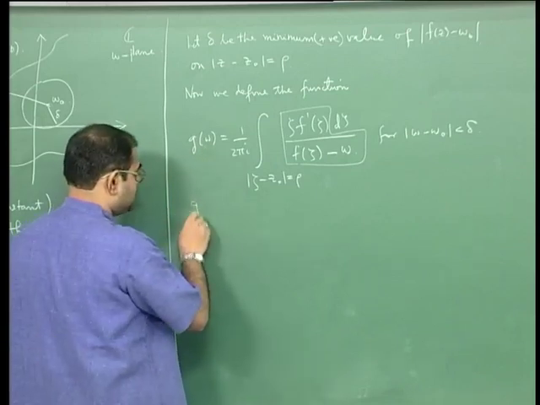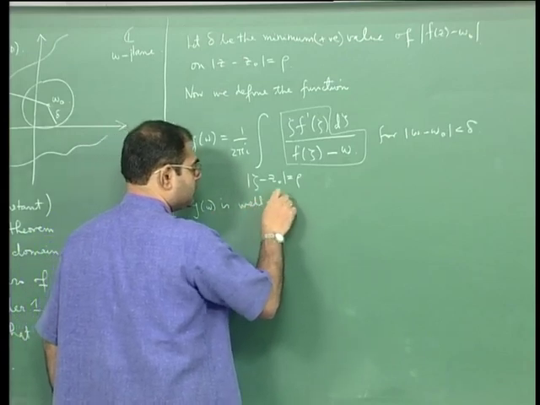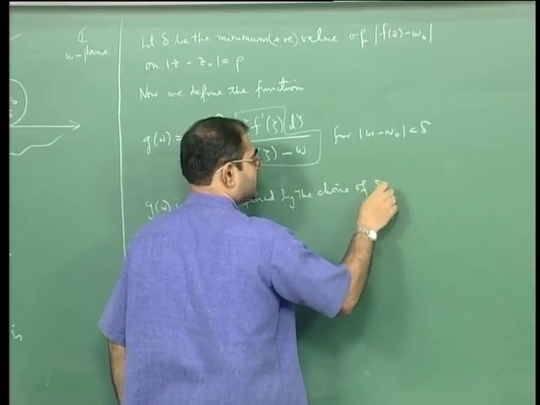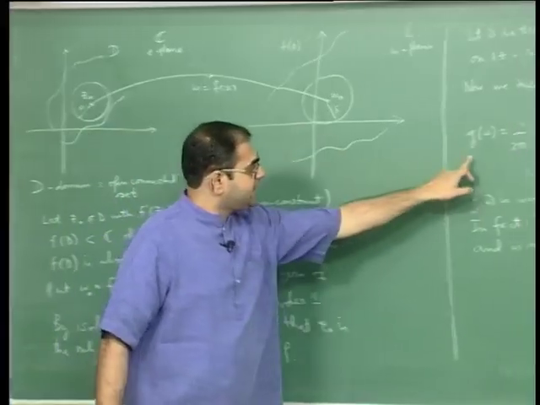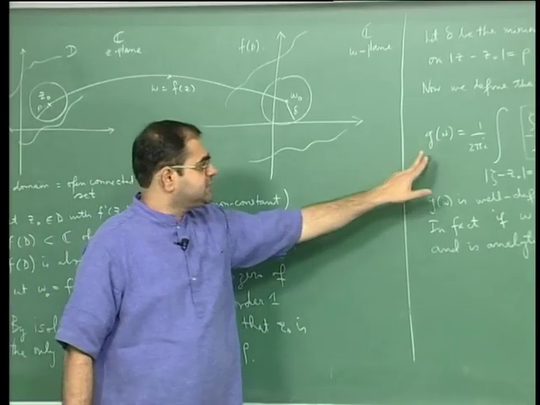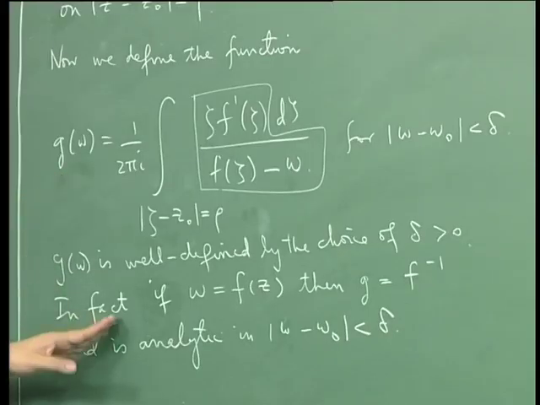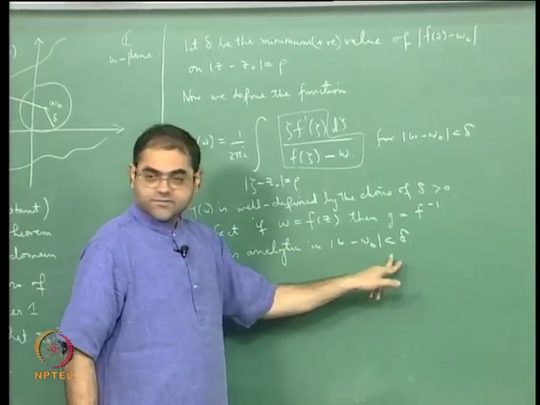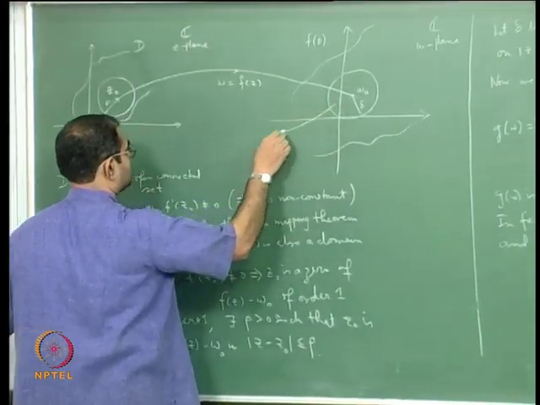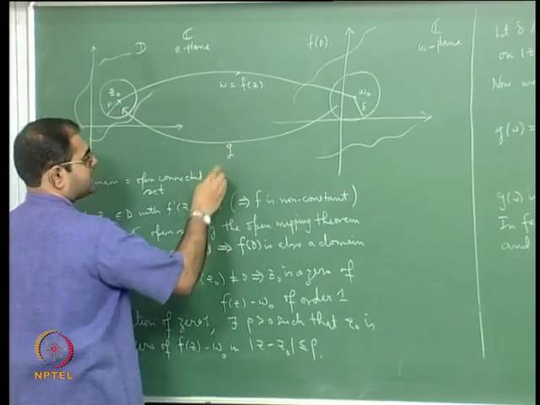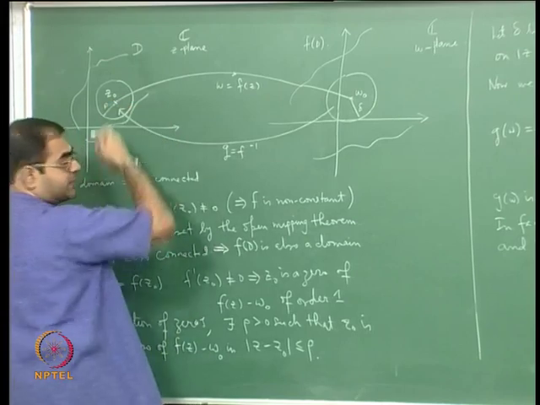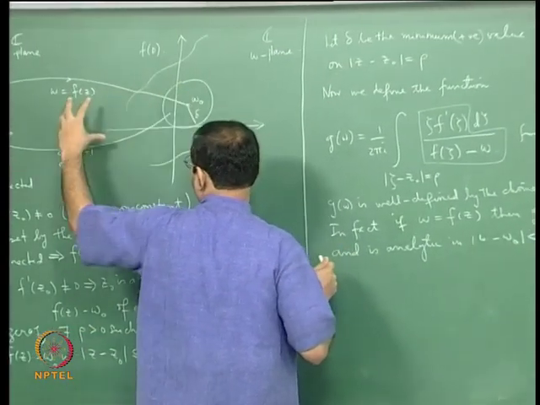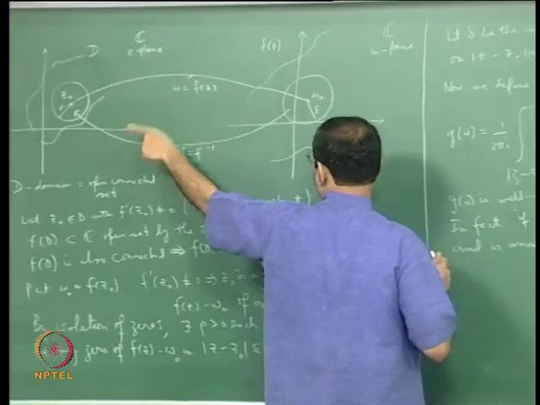So the fact is G of W is well defined by the choice of delta, okay. But the fact is G is nothing but F inverse. This G is a formula for F inverse, and that G, which is equal to F inverse, is an analytic function of W in this disk. So the picture is that you are going back. So your G is like this. So G is equal to F inverse is defined like this, okay. And see, the point is, if you take the inverse image of this disk under F, okay.